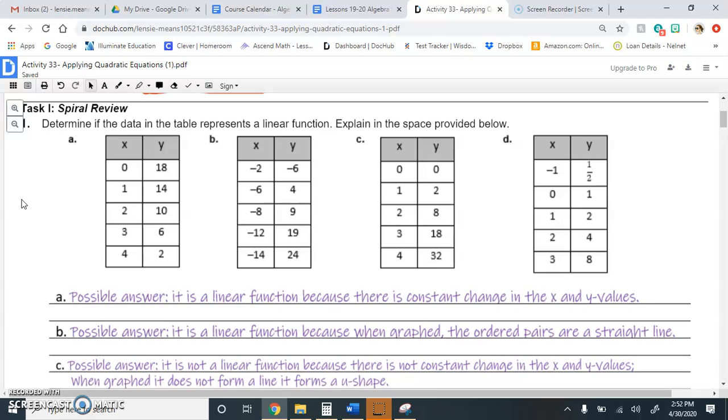This is a linear function because there is constant change in the x and the y. So this over here is plus 1, plus 1, plus 1. This over here is minus 4, minus 4, minus 4, minus 4. So you see that constant change in both the x's and the y's. Letter B, it is a linear function because when graphed, the ordered pairs are a straight line. So although you can't see the constant change in the table necessarily, you do see it when it's graphed. So that would definitely be a linear function because it creates a line.